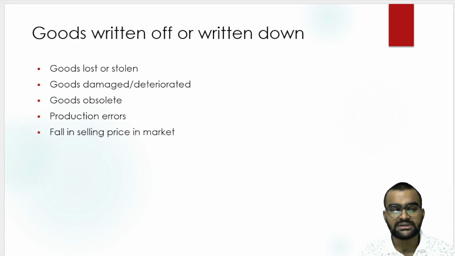These are the reasons to write off goods. Goods written off or written down refers to reducing the value of inventories. Goods lost or stolen. Perhaps the goods could be expired or lost to theft. Goods damaged or deteriorated. Goods become obsolete, no longer in use or with no useful life. Production errors. Maybe the design of the product could be changed. Fall in selling price in the market. It could be that a competitor has introduced the same product.